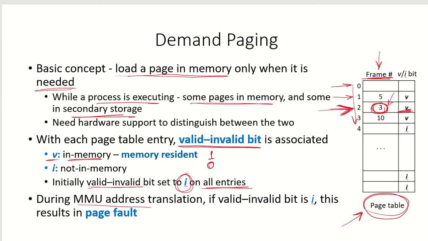During MMU address translation, that means the processor has sent out an address and the MMU is translating from the logical to the physical address, if the valid-invalid bit is invalid, that means the page is not in the memory. So this results in a page fault. A page fault means that the processor is referring to a page which is not in the memory, and now it has to be brought from the secondary storage to the main memory.